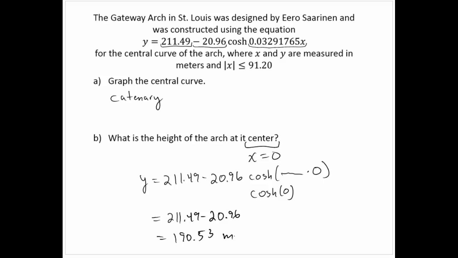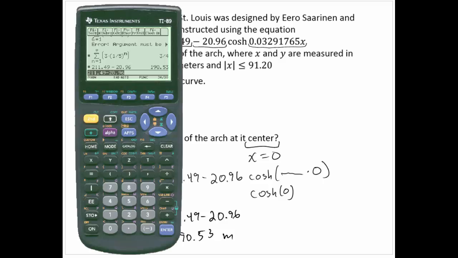Now let's verify that with the calculator. On the 89, if I go back to my graph and just trace, so F3, and type in 0 for x and hit enter, I get 190.53. And we'd have similar instructions on the 84.